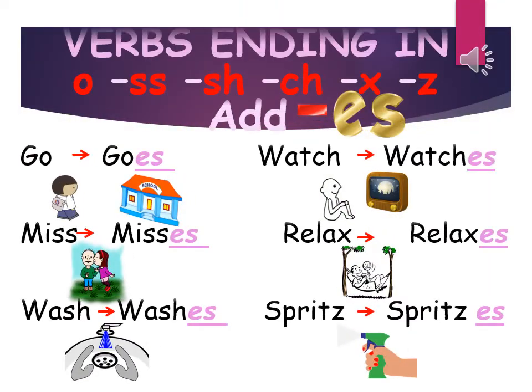If the verb ends in one of these letters, which are O, SS, SH, CH, X, or Z, we have to add ES at the end of the verb, like go, goes, mess, messes, wash, washes, watch, watches, relax, relaxes.